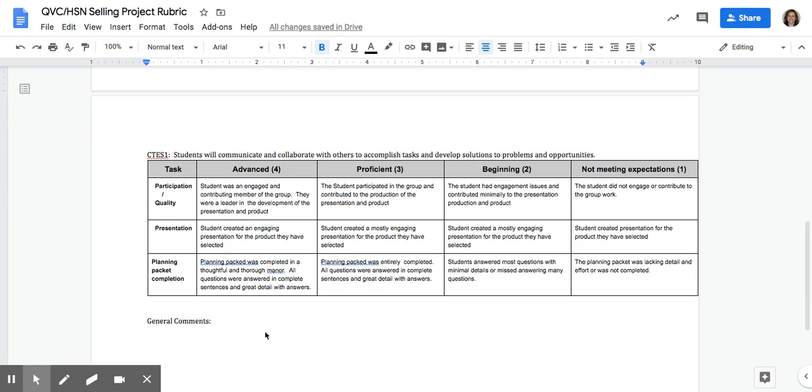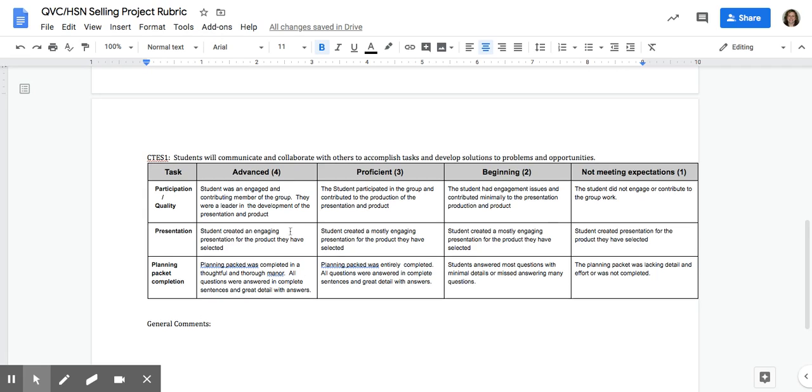And then the other part of this one is I do have a CTE standard that I use as well. As a CTE part, students will communicate and collaborate with others to accomplish tasks and develop solutions to problems and opportunities. So with that, what was their participation and quality of their product? How was their presentation? And then did they submit and complete their planning packet? So those were parts of this. And to be successful in the first part, really they needed to complete this as well. But this talks a little bit about those employability skills.